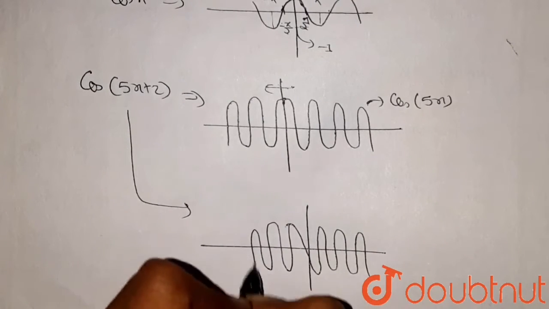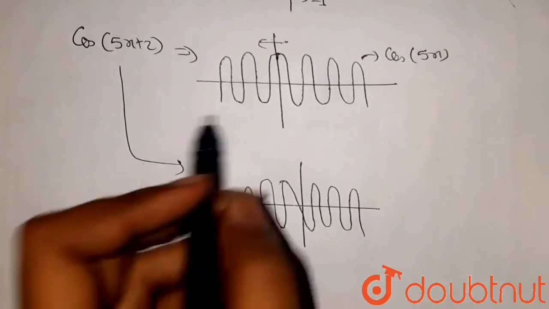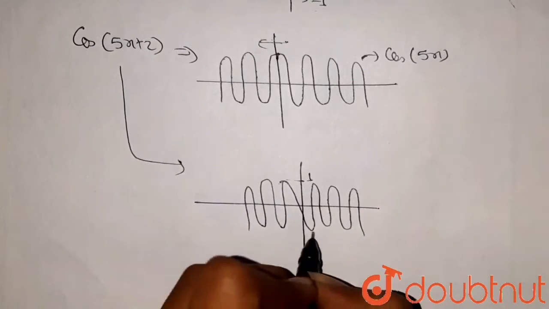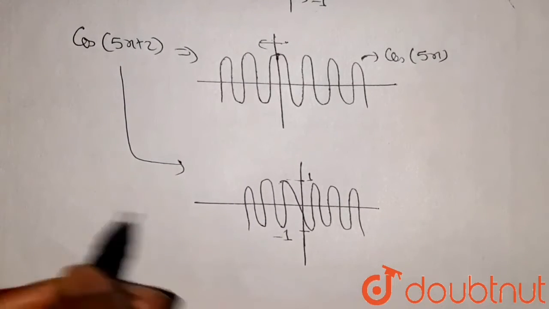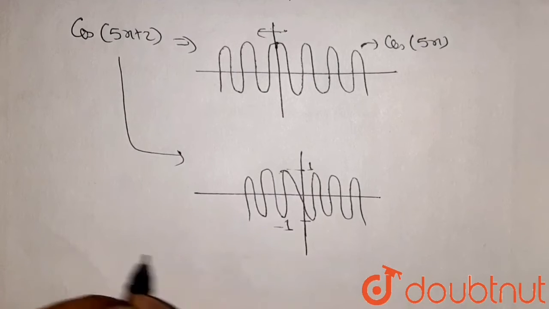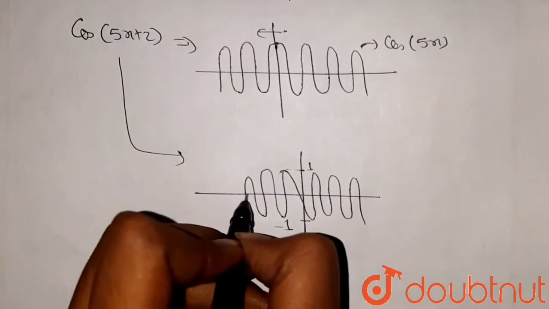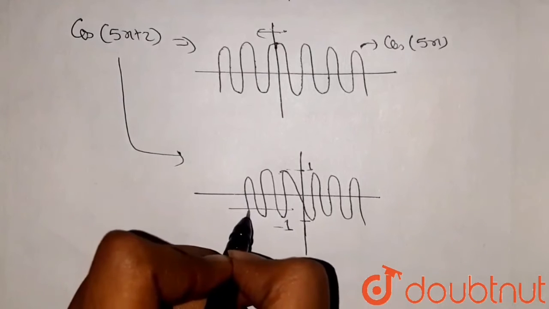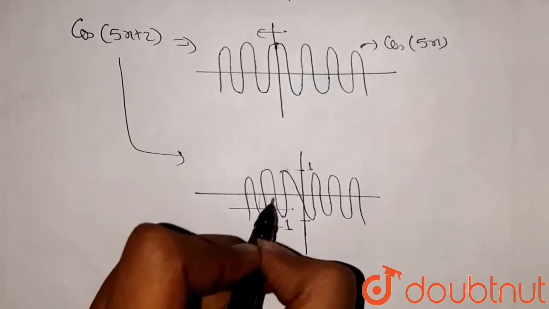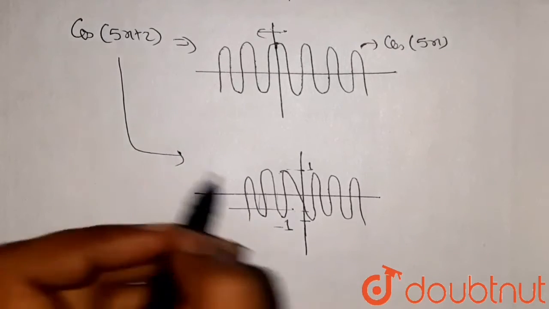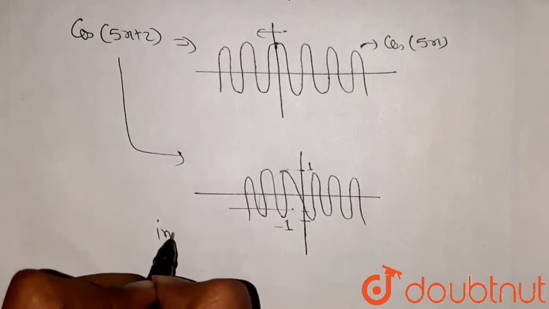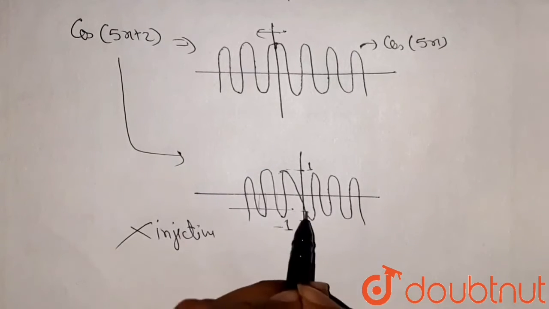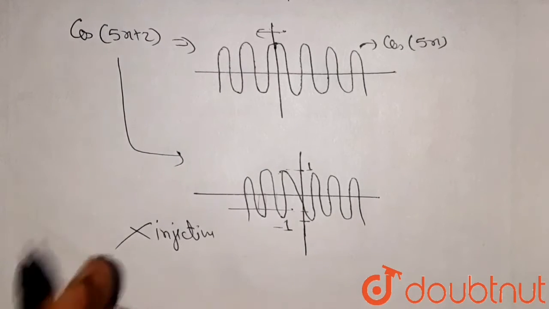Okay, it will look somewhat like this, right? Here also the maximum value will be 1 and the minimum value will be minus 1, right? So from here we can see that for different values of x, I'm getting the same value of y, right? So this function is not injective, right? This function is not injective because we get the same values of y for different values of x.